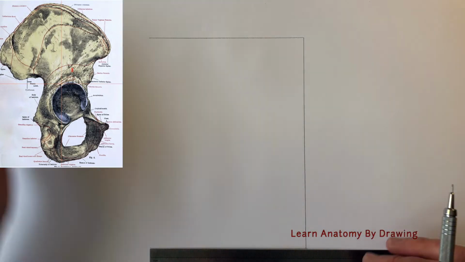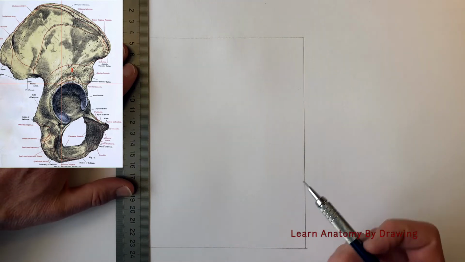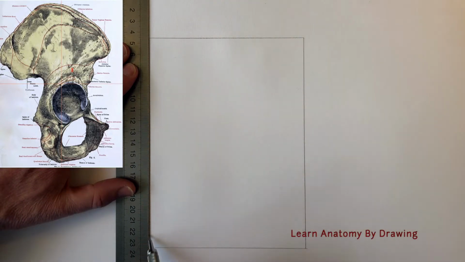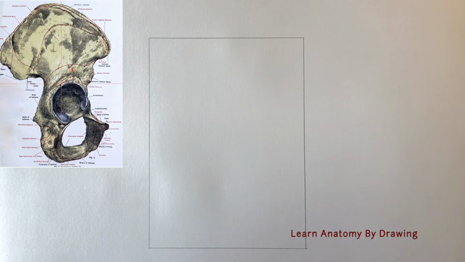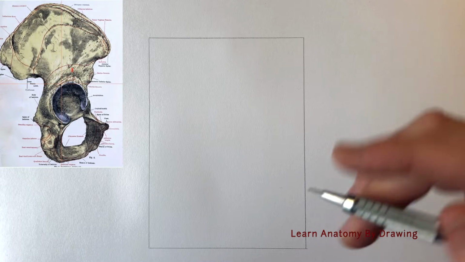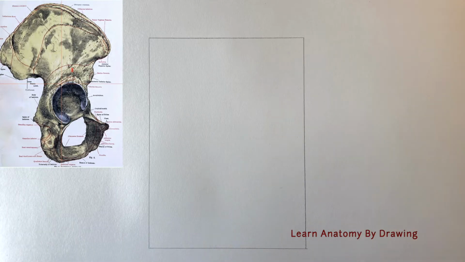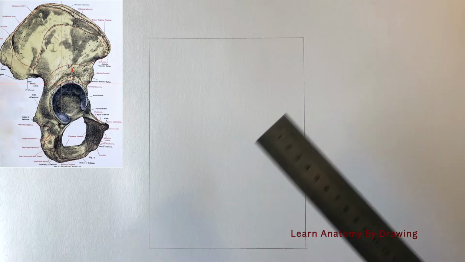And again, it doesn't matter if it's exact. People have different size pelvises and different dimensions. So it's an important point that while we have a reference and we're referring to that reference to help us learn the anatomy, we are drawing a pelvis, not necessarily the pelvis that we see in the reference. So if it doesn't look exactly the same, don't worry about it. You'll still learn the anatomy and be able to identify it in an exam and integrate it into your clinical practice.